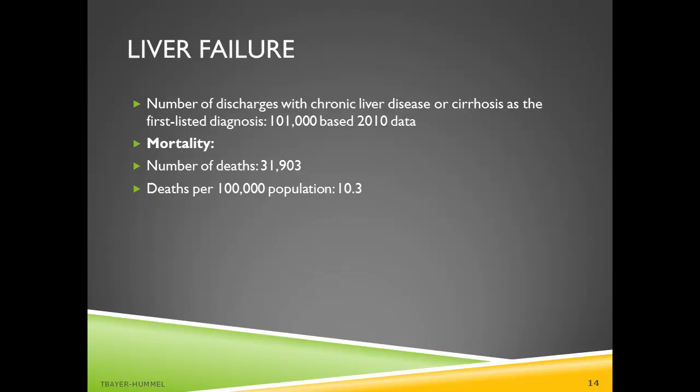Just some statistics with regards to liver failure. The number of discharges with liver failure or cirrhosis as the first listed diagnosis is 101,000 based on 2010 data from the CDC. Mortality rate, the number of deaths from liver failure, is 31,903. Deaths per 100,000 population is 10.3.